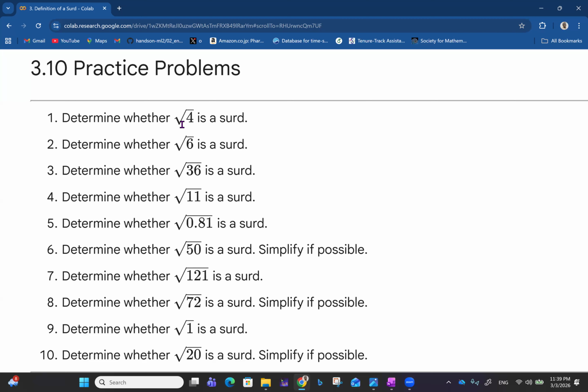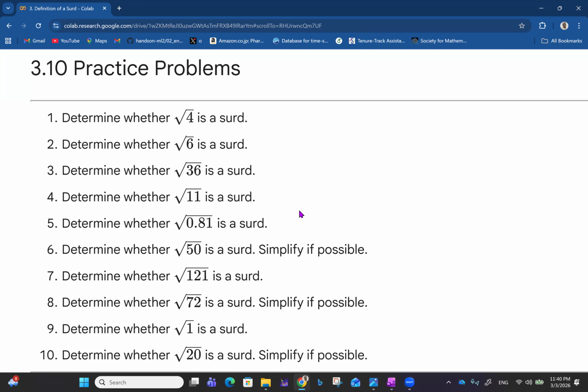So determine whether root 4 is a surd. Of course, root 4 is not a surd because the answer is 2, which is rational. Root 6 is a surd, of course, because you cannot express root 6 as a rational number. Then determine whether root 36 is a surd. Of course, root 36 is 6, which is rational.